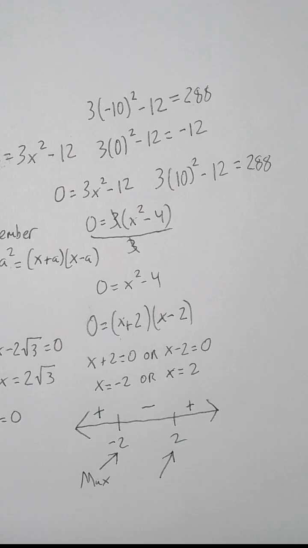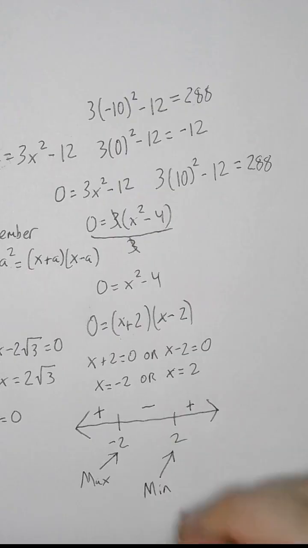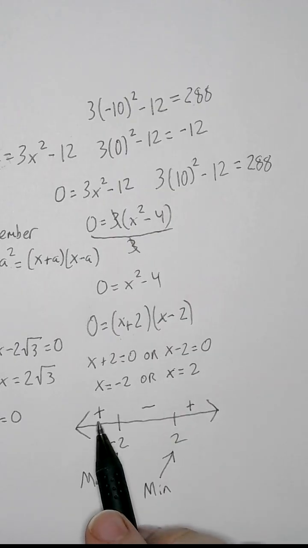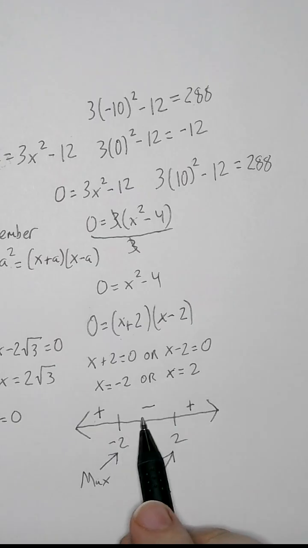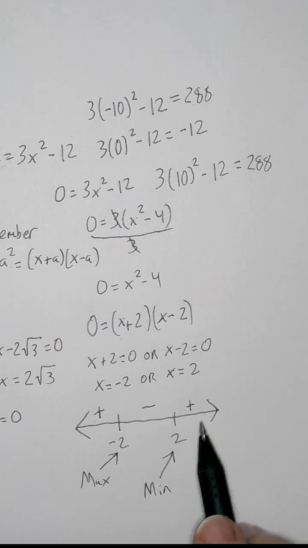Nightstar says min. Imperfect says max. Are you trying to say minimum, Nightstar? Nick says min. Yeah. So it's a minimum. So this is a minimum. So a maximum occurs when I go from a positive slope to a negative slope, and a minimum occurs when I go from a negative slope to a positive slope.